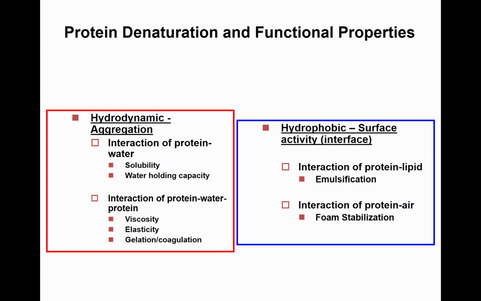Elasticity, such as in a dough: the protein contributes to elasticity because it interacts with water as well as another protein in the system. Gluten-forming proteins will interact with each other, but water is required to form the network. Without the water, the network is not formed. And then, of course, gelation and coagulation. Gelation such as in yogurt, coagulation such as in curd formation or cheese curd formation.